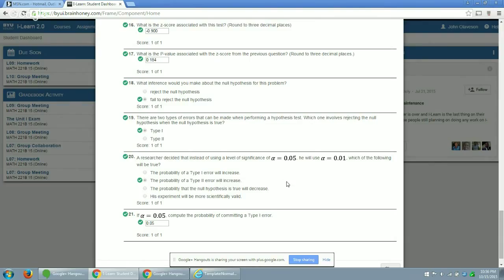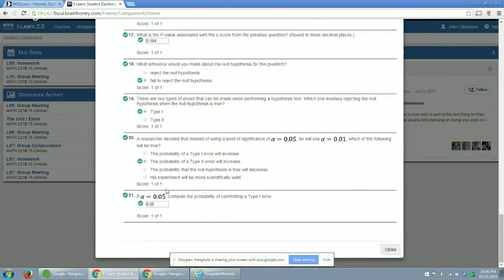If the level of significance is 0.05, compute the probability of committing a type 1 error. Well, your level of significance is that probability. Whatever this value is, it's the probability of committing that type of error. So this answer is 0.05.